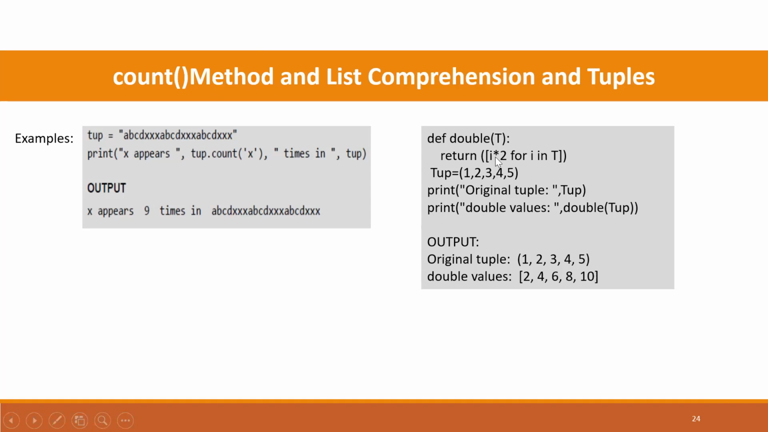What is this? Already used it in my earlier lecture. What this thing is? This is comprehension, right? Expression for i in t, return i into 2. So I'm passing a tuple as a parameter of this. And finally, each and every element will be multiplied by 2. And it will return what?